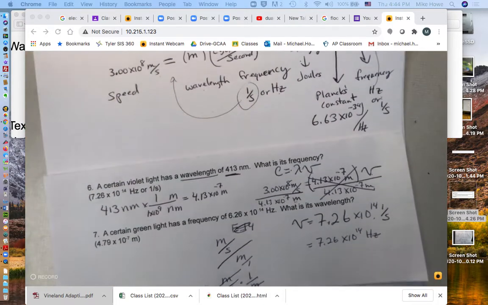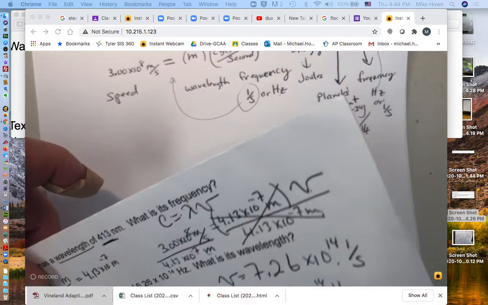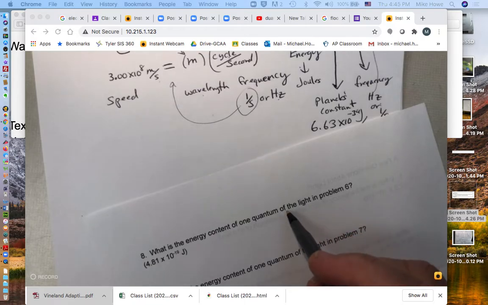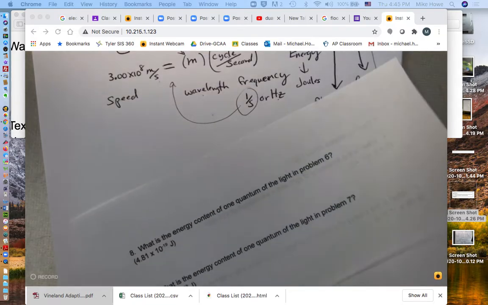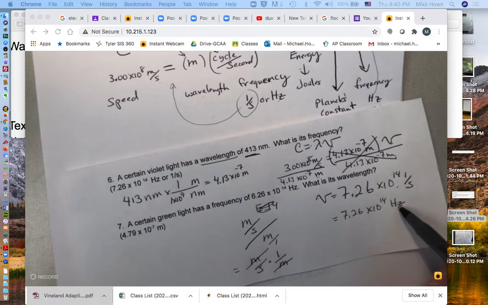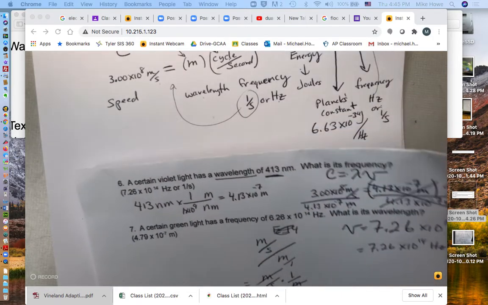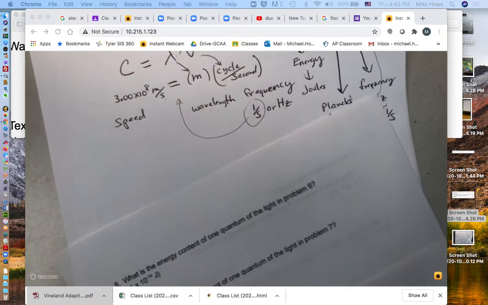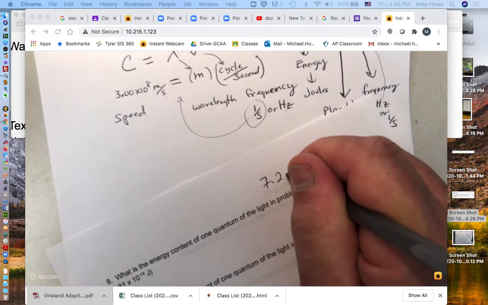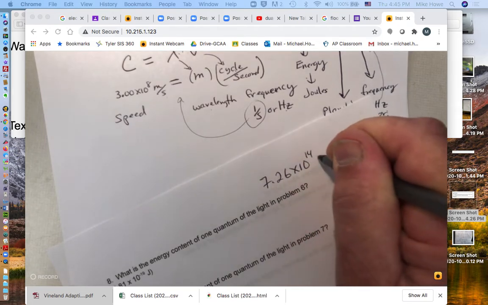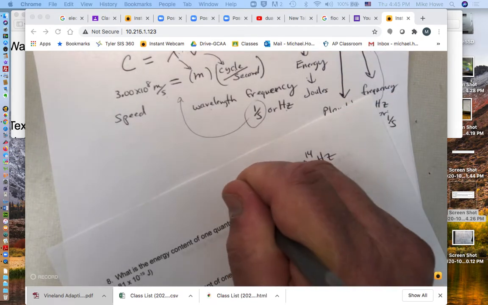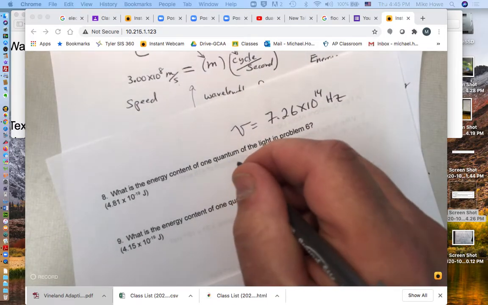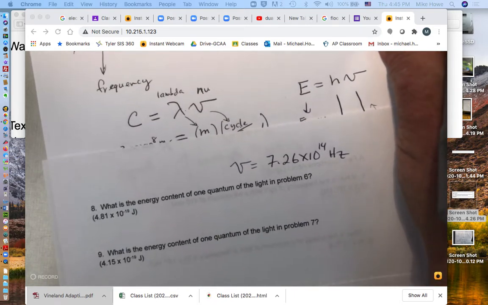Now question number 8, I want to look at number 8. 8 says, what's the energy content of one quantum of the light in problem 6? So we just found the frequency of the light, 7.26 times 10 to the 14th hertz. That was our frequency, so nu equals that, and that's from problem 6. Now we're looking for energy. Well, the energy equation was E is equal to h nu.